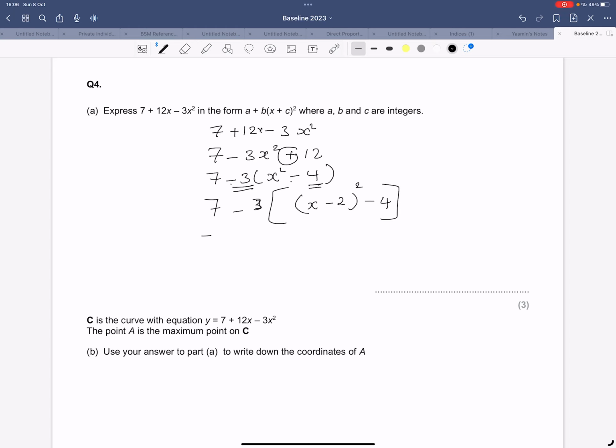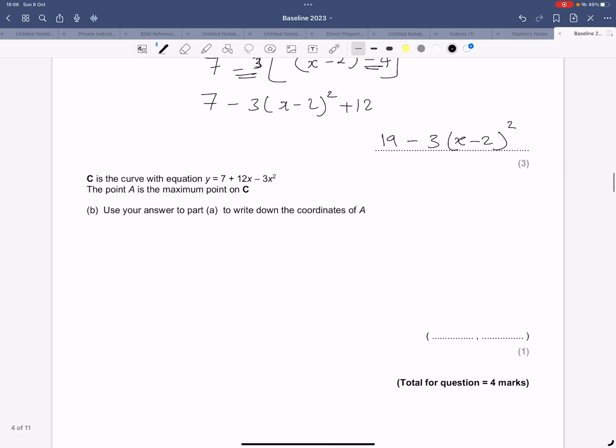Now expanding the bracket, 7 minus 3, open bracket, x minus 2, all squared. And minus 3 times minus 4 is plus 12. And therefore we have 19 minus 3, open bracket, x minus 2, all squared. And we're done. And then it says the minimum.